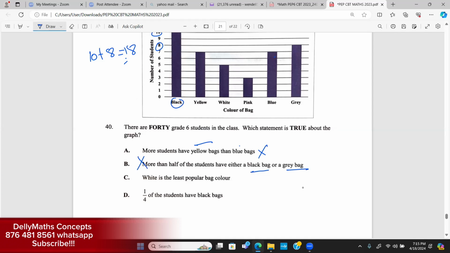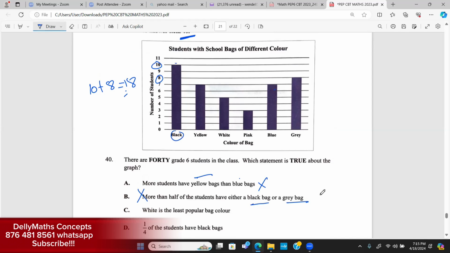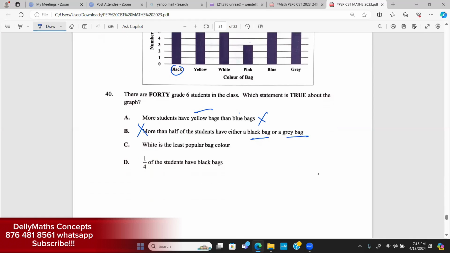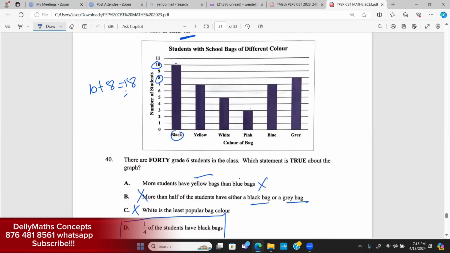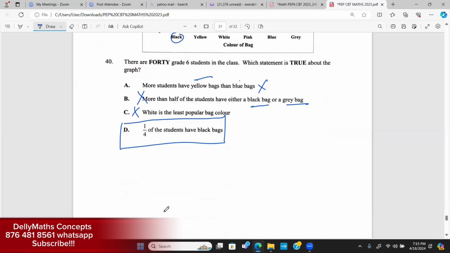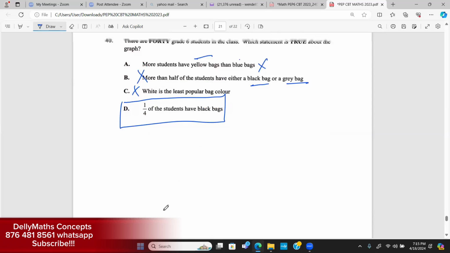White is the least popular bag. So that means white would have been the smallest, and it's not. Pink is the least. Pink is the smallest bar. This is incorrect, which means that this is the answer. But let us just verify it. A quarter of the students have black bags. How many black bags? So if you divide the 40 by 4, you're getting 10. So you could see it's true. All right, so that is true.